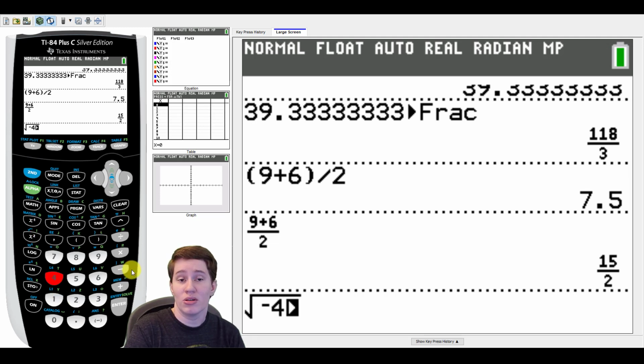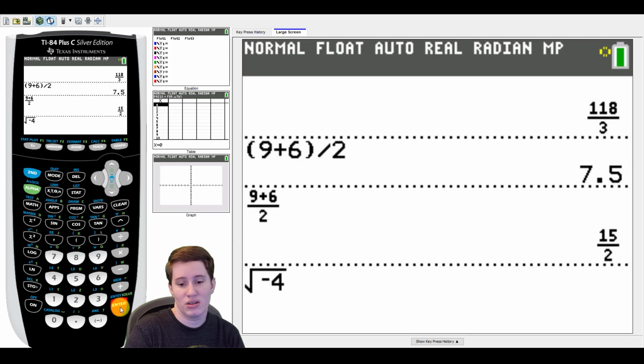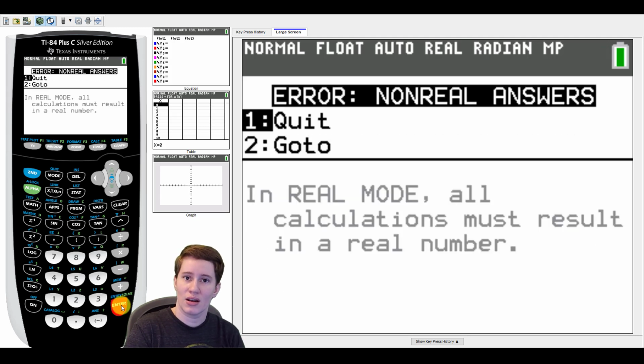If you are in real mode, then it will tell you, error, you're getting a non-real answer. If I switched my mode to a plus bi, it should actually tell me that that answer is an imaginary number, and it should tell me the correct imaginary answer. But real quick, when you get an error, this is what it looks like. I feel like this is more helpful than it used to be. In real mode, all calculations must result in a real number. So it's even telling you that maybe your issue is what mode you're in, that you're in real mode, and so you've tried to get a non-real answer in real mode.